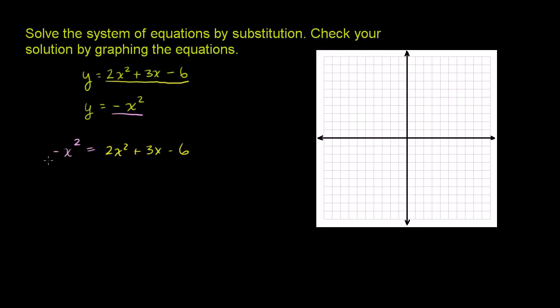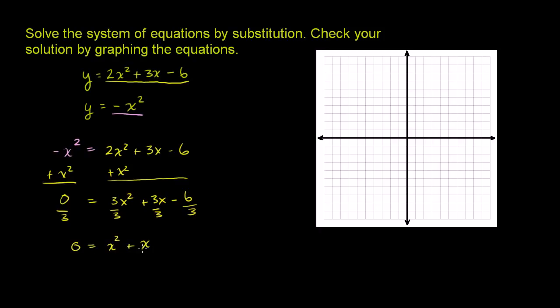So a good starting point, let's just add x squared to both sides. And we end up with 0 is equal to 3x squared plus 3x minus 6. And then just to simplify this on the right-hand side, we could divide both sides of the equation by 3. We can divide everything by 3. And we're left with 0 is equal to x squared plus x minus 2.